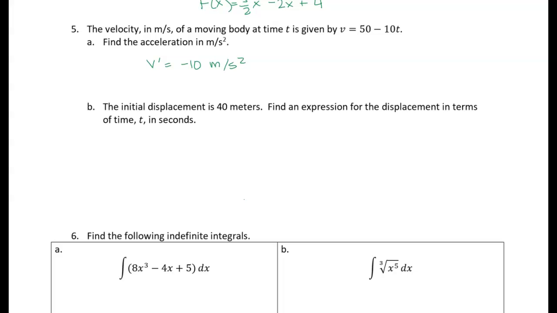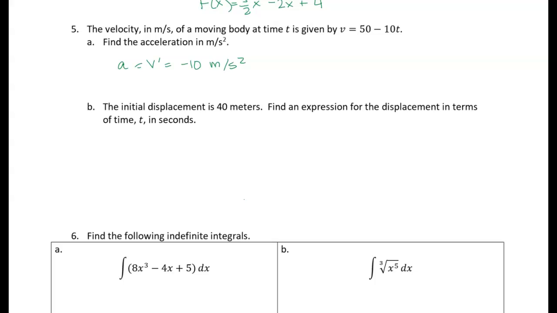So remember, here we're taking the units of the velocity divided by the units of the time, which is the variable. So you get meters per second squared. All right, so this is acceleration.